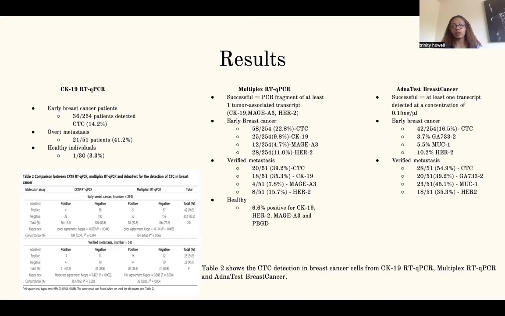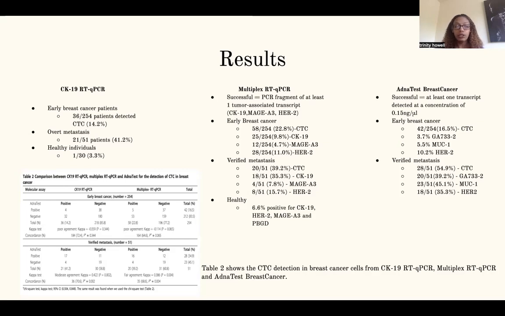The ADNA-test breast cancer was considered successful if at least one transcript detected was at a concentration of 0.15 nanograms per microliter. So in early breast cancer patients, 16.5% showed circulating tumor cells, 3.7% showed GA7332, 5.5% showed MUC1, and 10.2% showed HER2. In the verified metastatic patients, 54.9% showed circulating tumor cells, 39.2% showed GA7332, 45.1% showed MUC1, and 35.3% showed HER2.